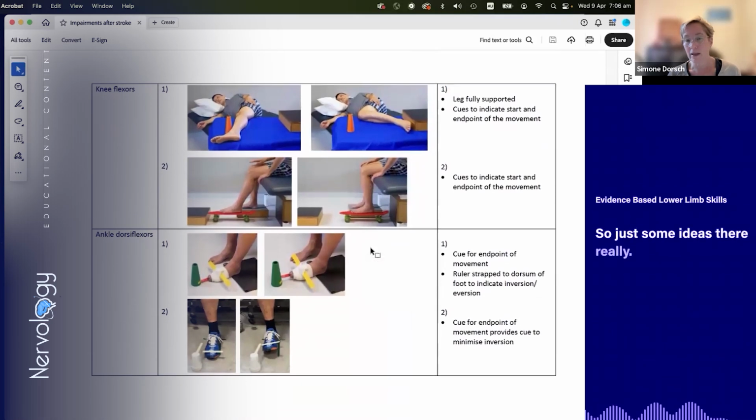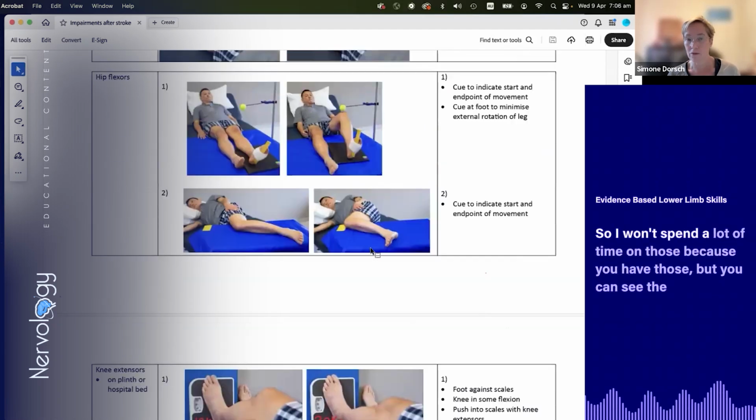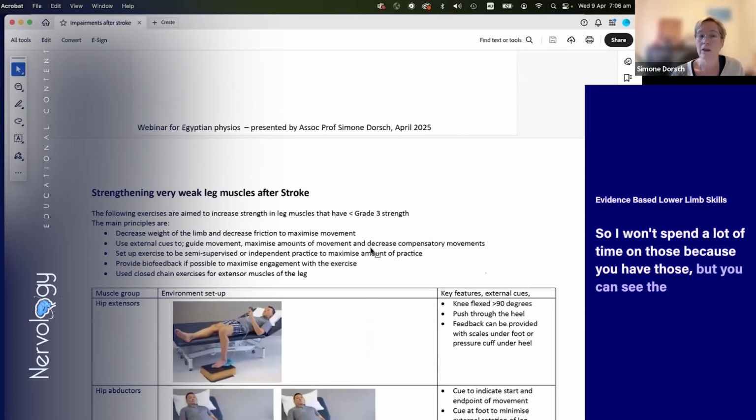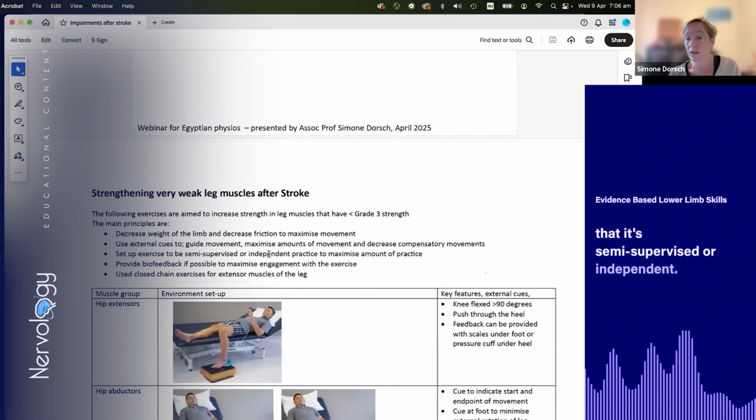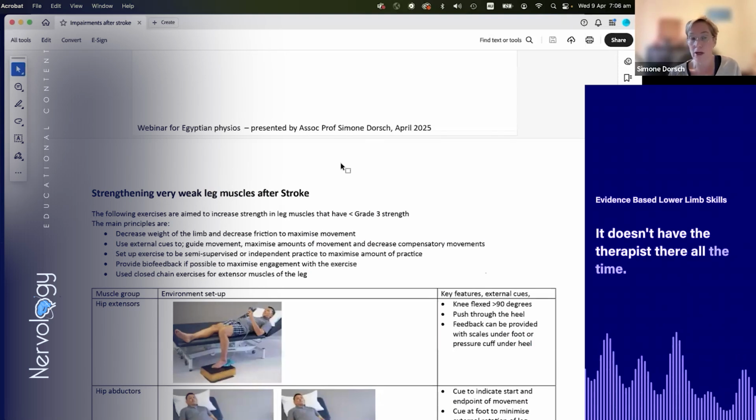So just some ideas there. I won't spend a lot of time on those because you have those. But you can see the main principles of using external cues, setting the exercise up so that it's semi-supervised or independent. It doesn't have the therapist there all the time.